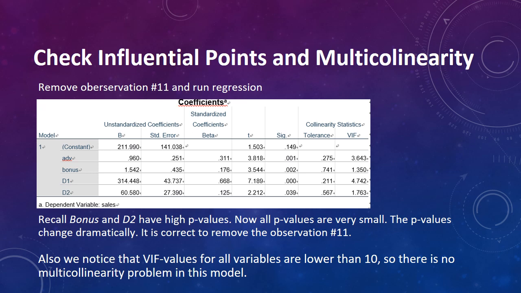Recall that in the previous regression, the p-values for bonus and D2 were somewhat high. Now you can see all the p-values for the four variables are very small. The p-values change dramatically, so observation number 11 is an influential point. We need to remove it. Also here you can notice that the VIF values for all variables are lower than 10. This means there's no multicollinearity problem in this model.